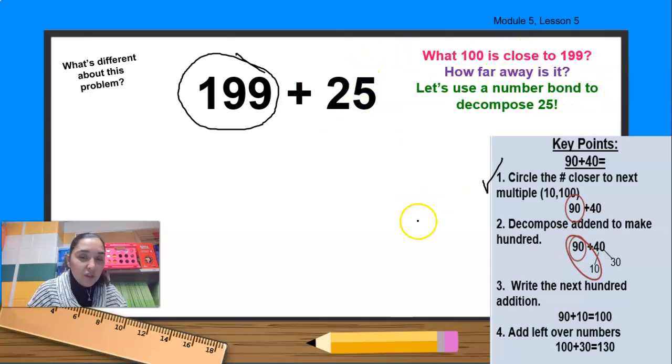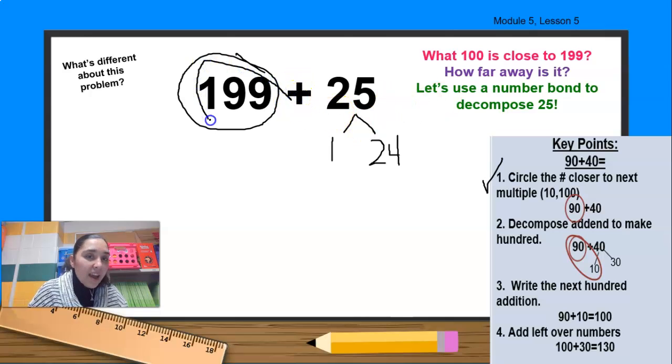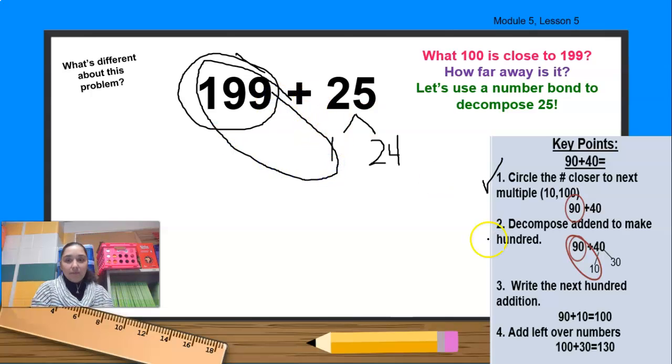Look over here. So I'm going to do number 2. Decompose the other item to make 100. I can break it apart. I need 1 more to get to the next 100. So 1 goes here and 24 goes as the other part. 1 and 24 make 25. We know that 199 plus 1 equals 200. So we already did key point number 2.